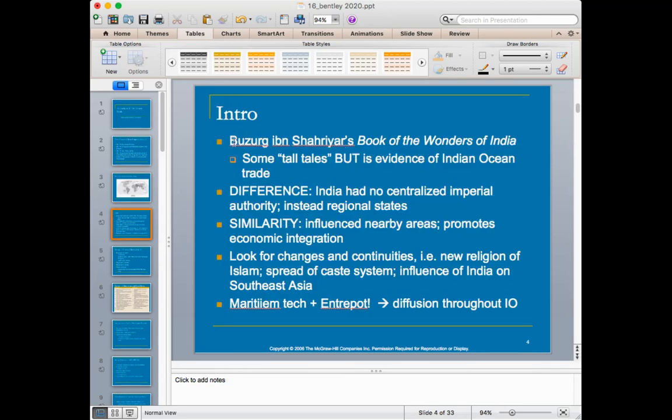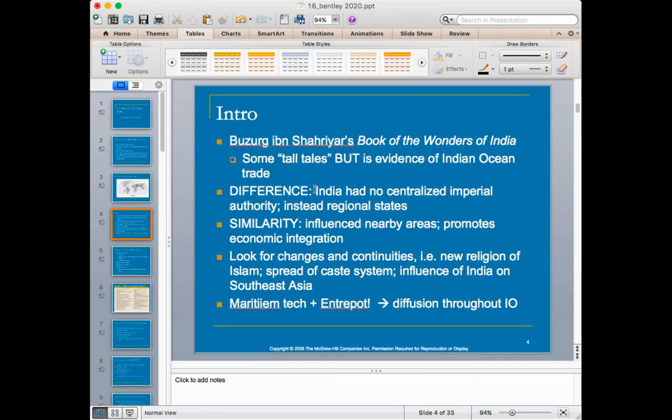So the chapter starts off with a vignette, a little story to get you excited. It's talking about Buzurg ibn Shahriyar's Book of the Wonders of India, where he tells some tall tales, means he exaggerates. Maybe lying is a less polite way to say it. But the important and interesting part of that little vignette is it gives us evidence of how powerful the Indian Ocean trade was and how it's going to influence nearby regions.